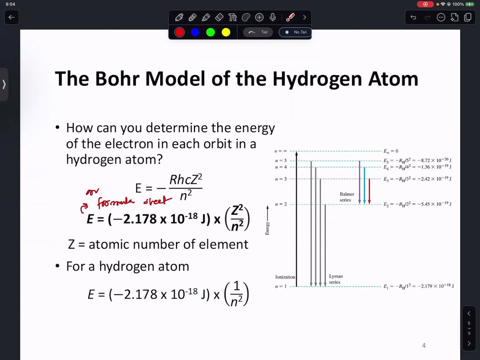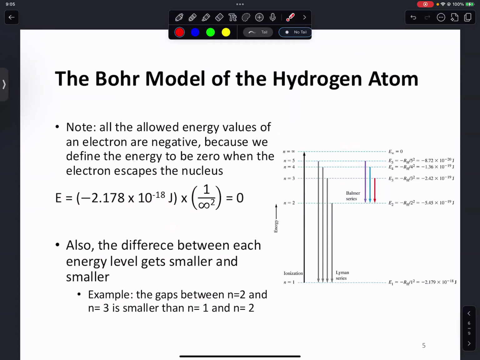And here we have the Rydberg constant. So E, the energy of the photon, equals negative 2.178 times 10 to the negative 18 joules. And this is the Rydberg constant, times Z squared, which is the atomic number of the element. And of course, because we are dealing with the hydrogen atom, it's just 1 divided by n squared. n squared corresponds to the energy level. So specifically for a hydrogen atom, we can use this one-point form of the Rydberg equation.